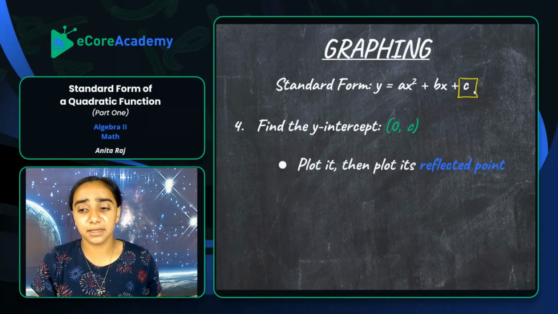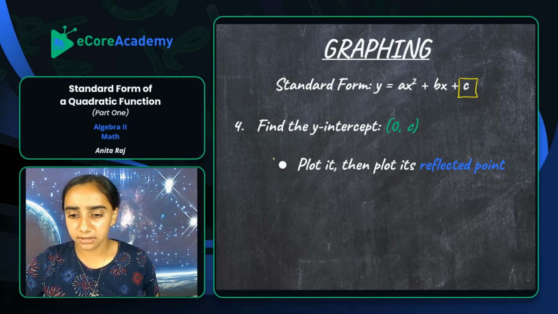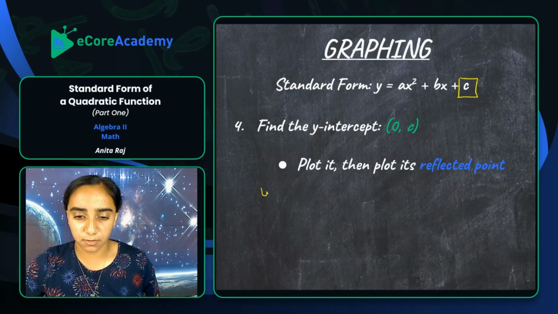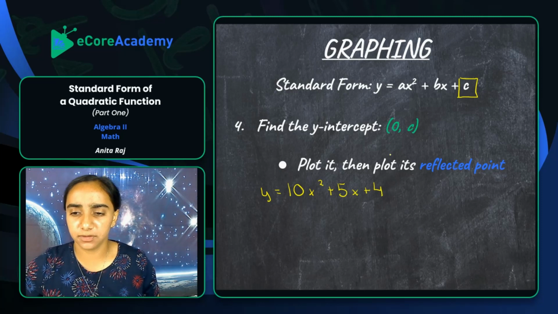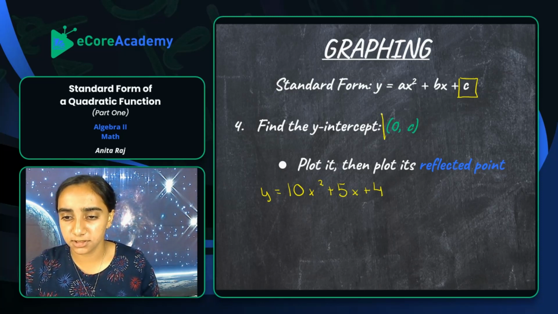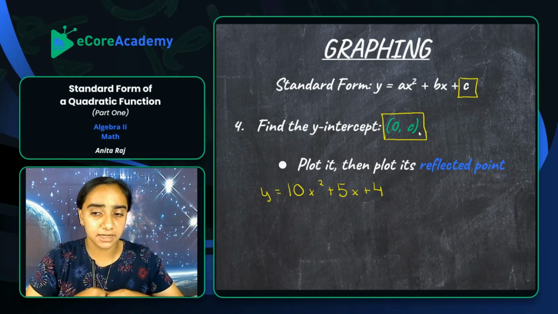Plot it, then plot its reflected point. So what does this mean? Let's use the previous example. So y equals, I know I keep using this example, but it's the first one that came to my head, 10x squared plus 5x plus 4. If we look at this (0, c), do you remember how when we had the x value of the vertex, negative 1/4, we plugged it into the equation and we found the y value of the vertex?